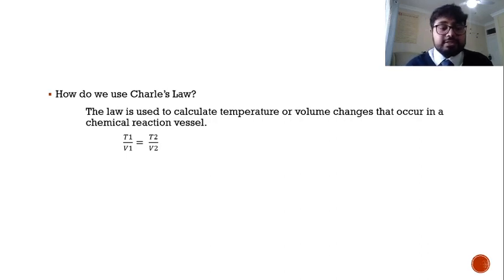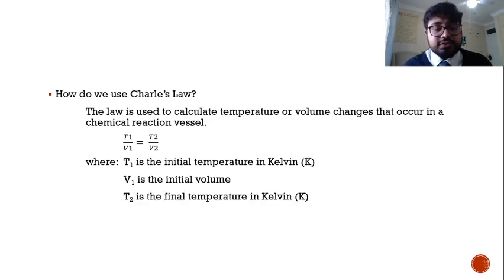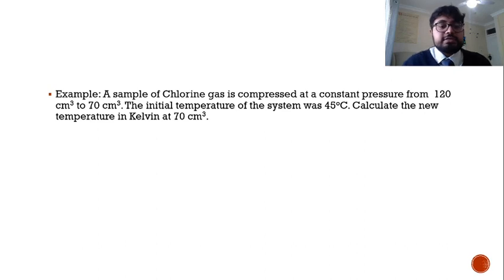So that's our equation. T1 over V1 equals T2 over V2, where T1 is the initial temperature in Kelvin, V1 is the initial volume, T2 is the final temperature in Kelvin, and V2 is the final volume. Now let's look at an example.